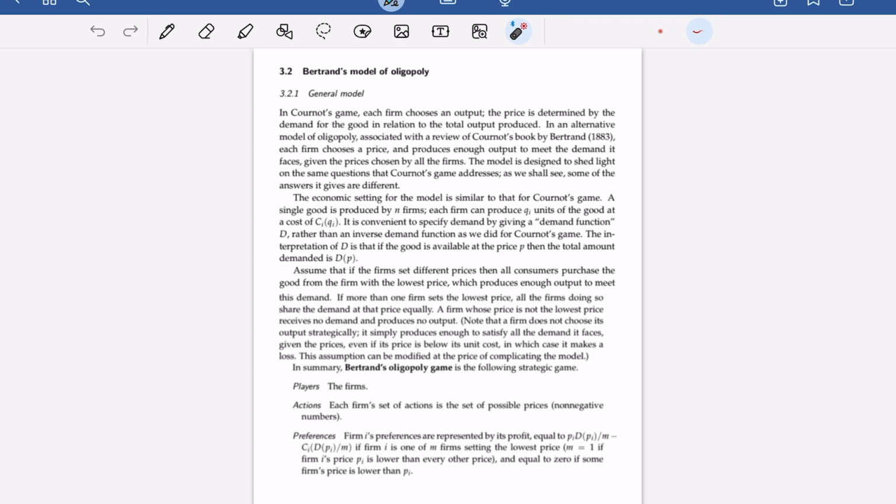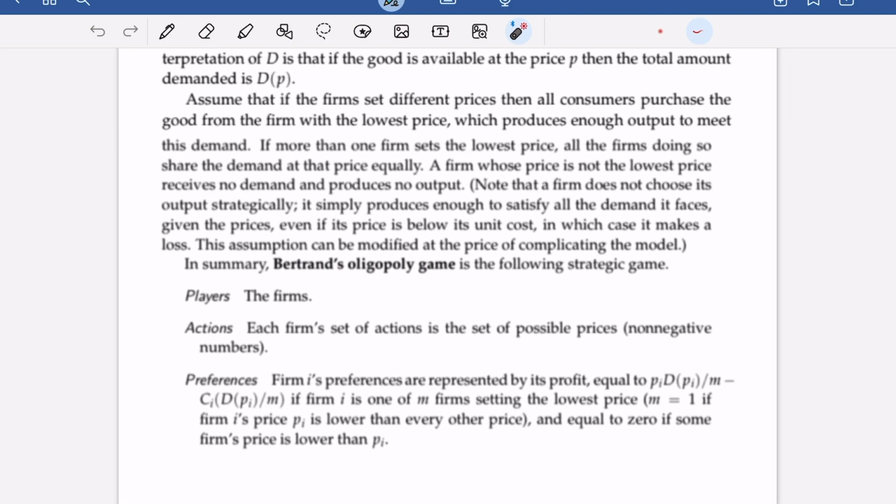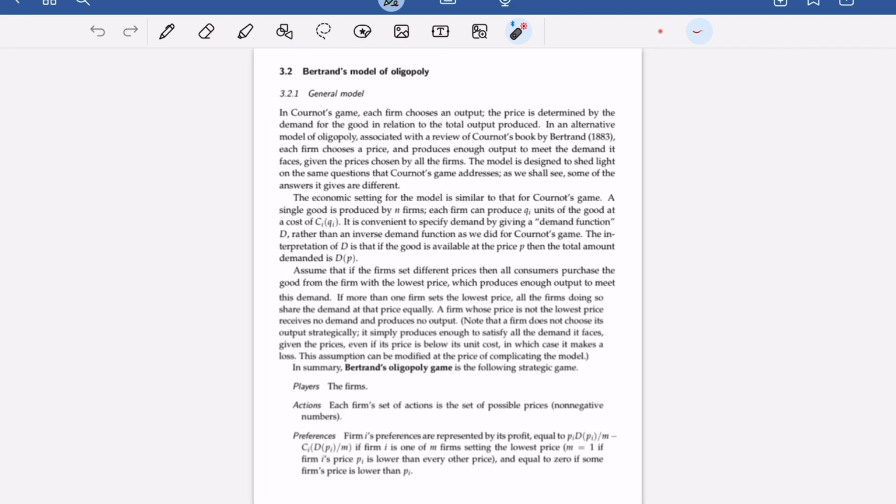Now we can take a look at another example known as Bertrand's model of the oligopoly. The difference is, in Cournot's game, the firm chooses an output and the price is then determined by the demand. But in Bertrand's game, we are choosing the price that we want to set and then just produce accordingly to meet the demand.